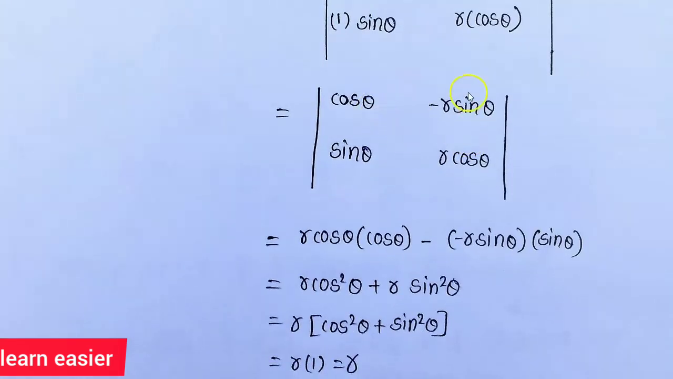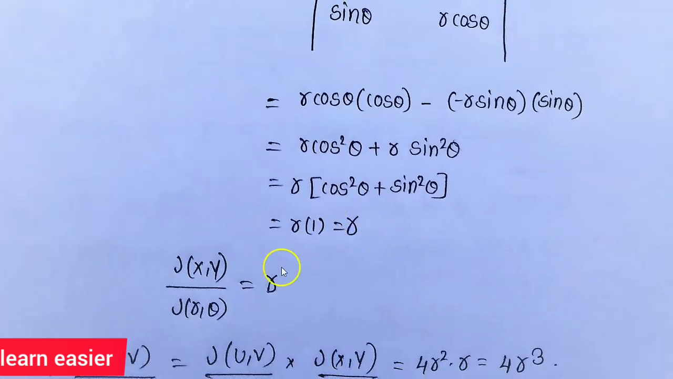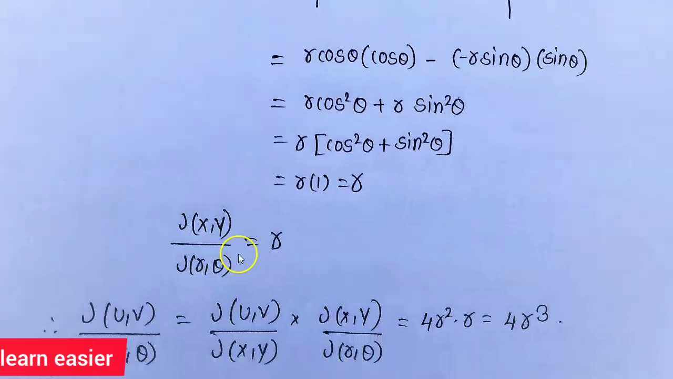Now we have to find out the determinant of these terms. So what we have to find is AD minus BC. So AD is cos theta into r cos theta, minus BC is minus r sin theta into sin theta. So r cos theta into cos theta is r cos square theta. Here we have minus, and here we have minus. Minus into minus is plus. So r sin theta into sin theta is r sin square theta. If we take the common r, we got r into cos square theta plus sin square theta, which is equal to 1. So r into 1 is r. So we got dou of x comma y by dou of r comma theta is equal to r.